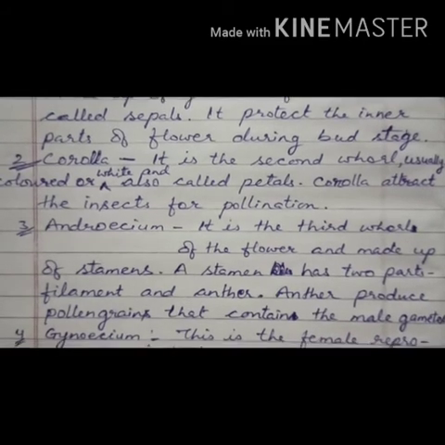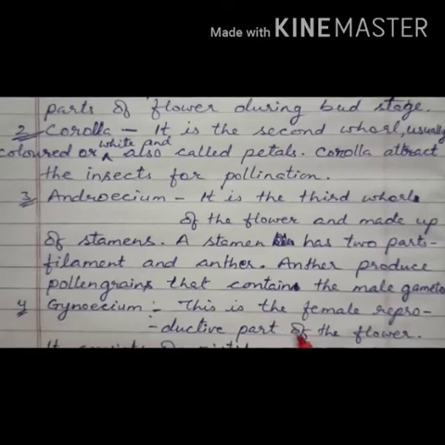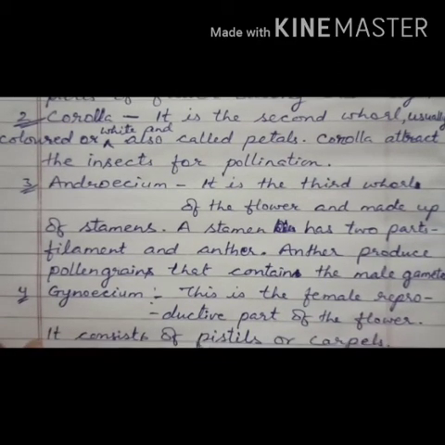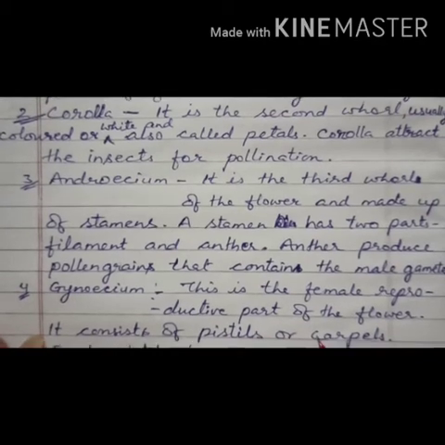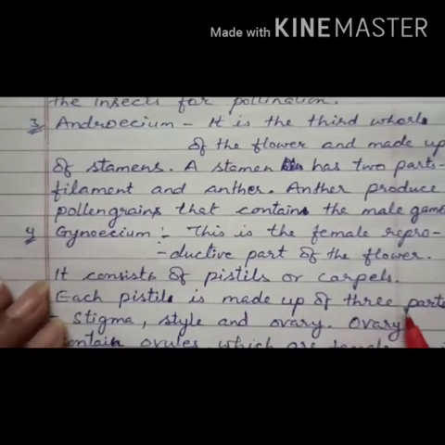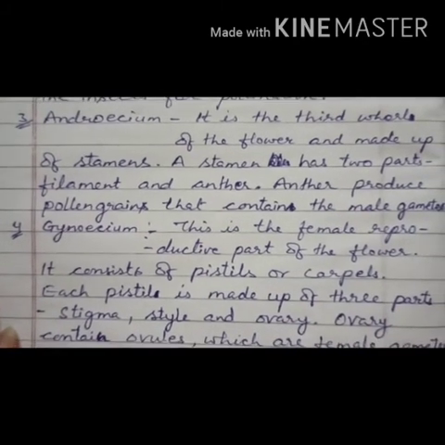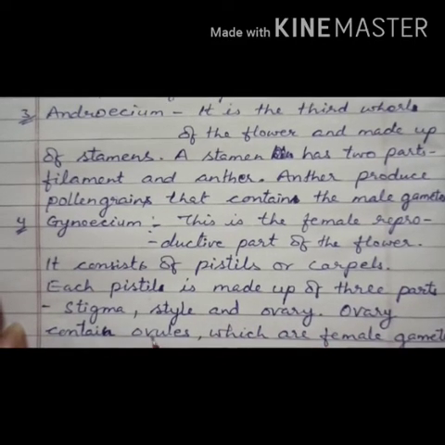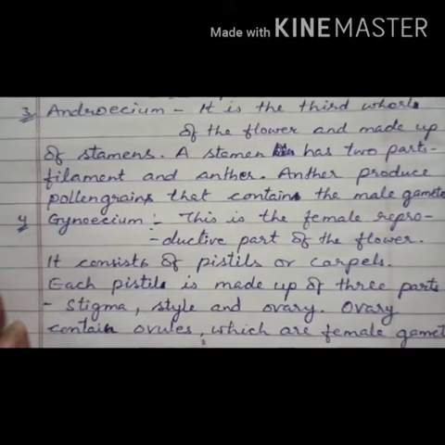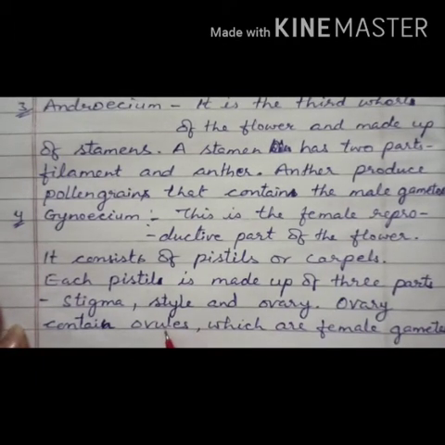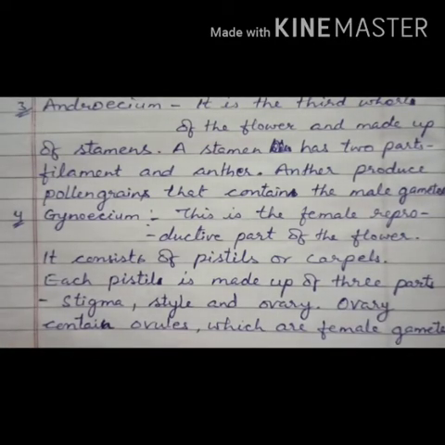Now next is gynoecium. This is the female reproductive part of the flower and it consists of pistils or carpels. Each pistil is made up of 3 main parts, called stigma, style and ovary. Ovary contains ovules, which are the female gamete, and after fertilization these ovules are converted into seeds, right?